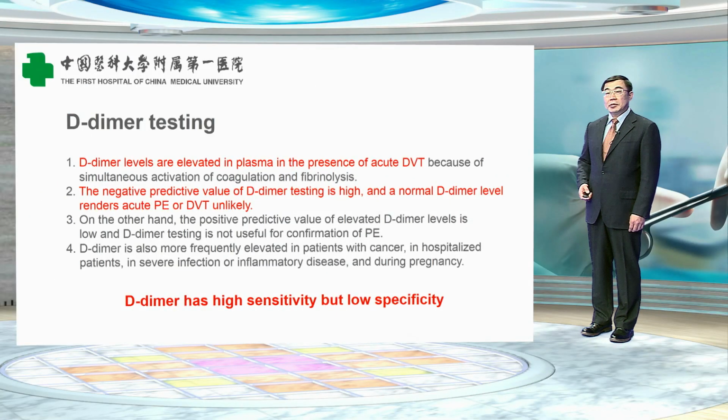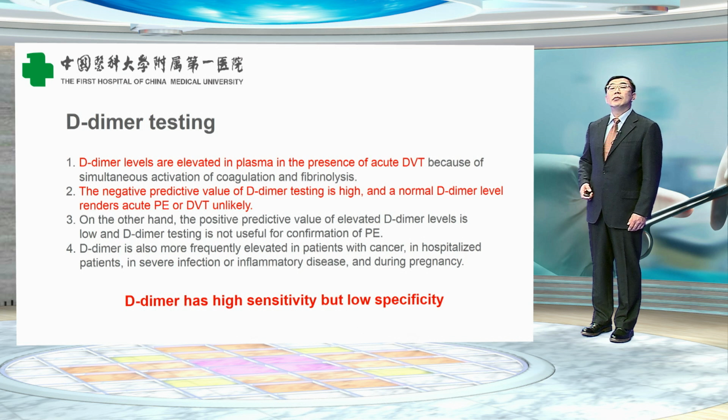D-dimer testing has been used in the diagnostic approach to DVT. D-dimer levels are elevated in plasma in the presence of acute DVT because of simultaneous activation of coagulation and fibrinolysis.